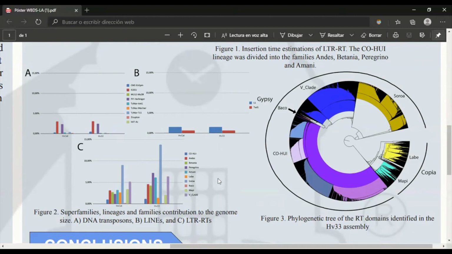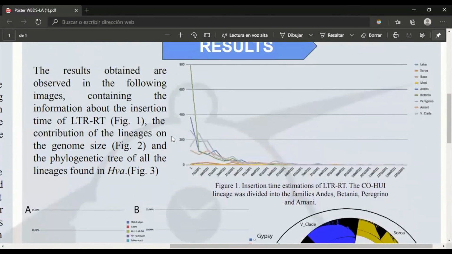We can also appreciate that the LINE order provides less than 2% of all genome size, and that the DNA transposons, also called class 2, provide less than 5% of all genome size. Likewise, in the insertion time estimation graph, it is observed that the Betania family belonging to Cowie is the one that has been inserted most recently, suggesting that it could have been activated recently.